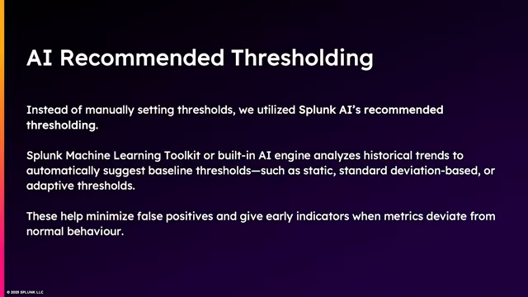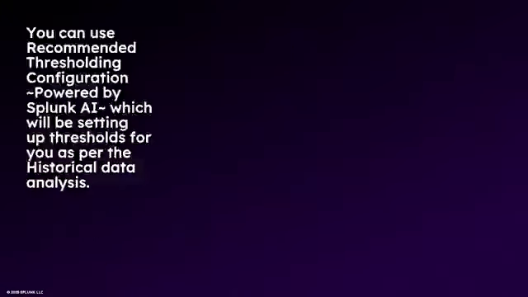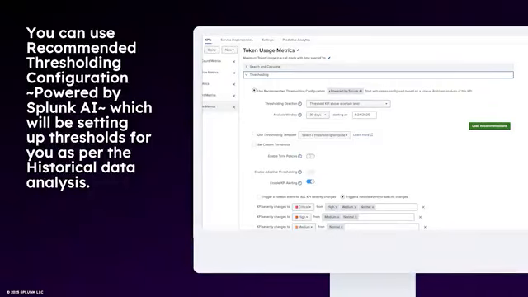Instead of setting up the thresholds manually, let us allow the system to detect the unknowns and the anomalies. So we utilized Splunk AI recommended thresholding instead of setting up the thresholds manually. This helps us minimize false positives and gives early indicators when the metrics deviate from normal behavior. You can use the recommended thresholding configuration powered by Splunk AI, which will set up thresholds for you as per the historical data analysis. You can load recommendations and the AI thresholding will be visible on your screen.